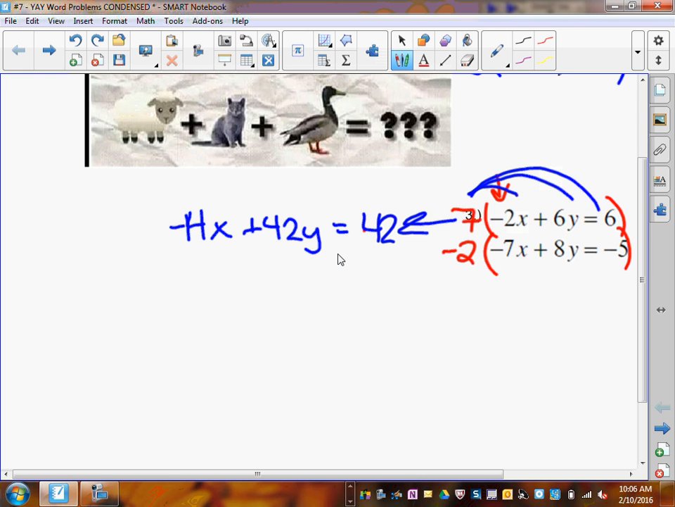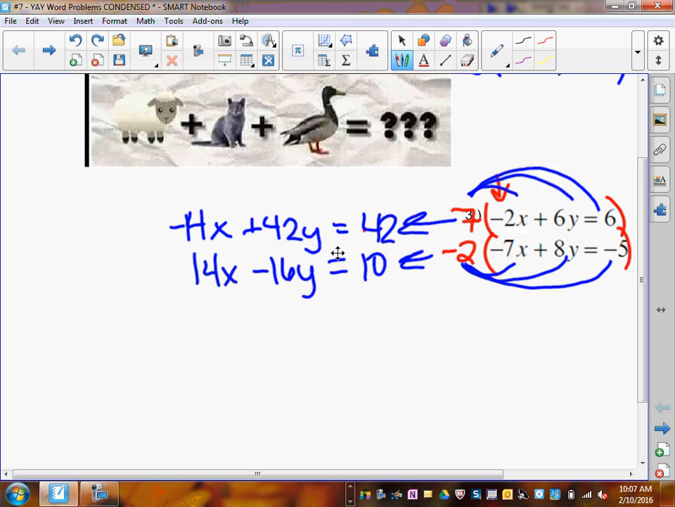And then our second equation: -2 times -7 is positive 14x. -2 times 8y is negative 16y. And -2 times -5 is positive 10. So when we add these together, my x's cancel. And let's see, 42 minus 16 would be 26 minus 6. Since my 42 is the larger number and that's positive, then this is positive.